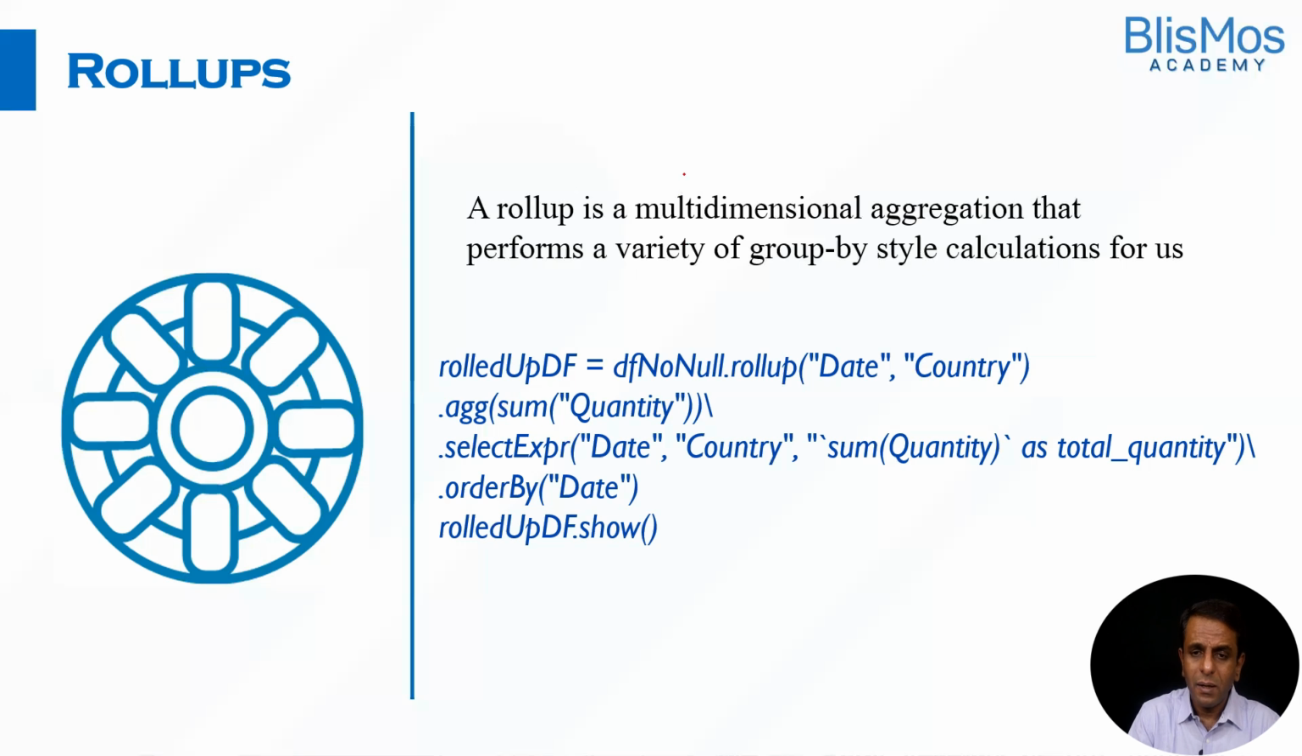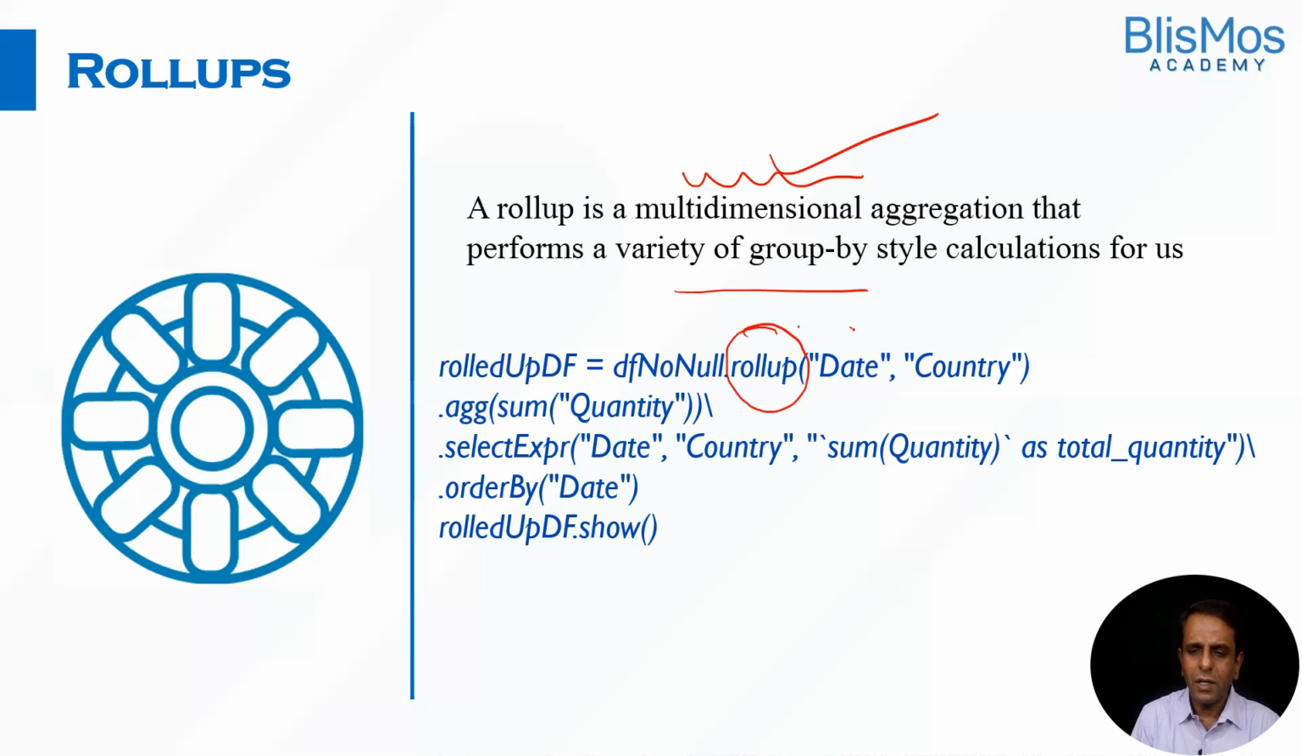Rollup does a multi-dimensional aggregation that performs a variety of group-style calculations. When you say group style, we already know what the different calculations are which are done as a part of the group by. To do that, all you've got to do is go ahead and roll up.